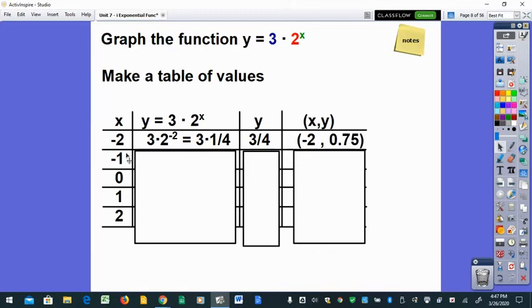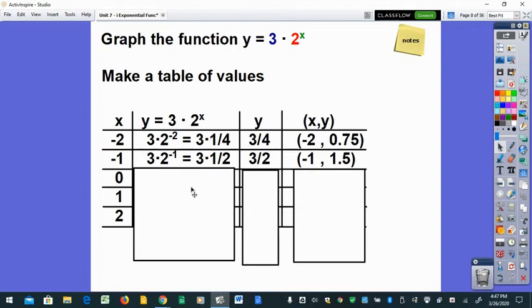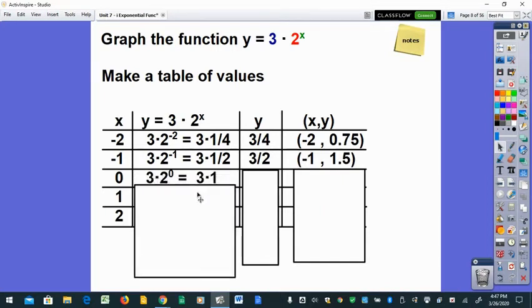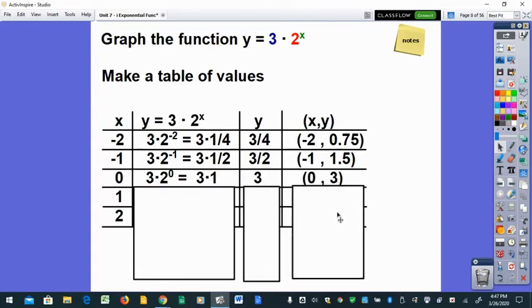So there's our coordinate pair. The input's -2, the output's 0.75. The next one, if I put in -1, that's going to bring this down to the denominator as a +1/2. I end up with 3/2, or 1.5. 2 to the 0, of course, anything to the 0 is 1. Multiply it by 3. My output is 3, and I've got 0, 3.